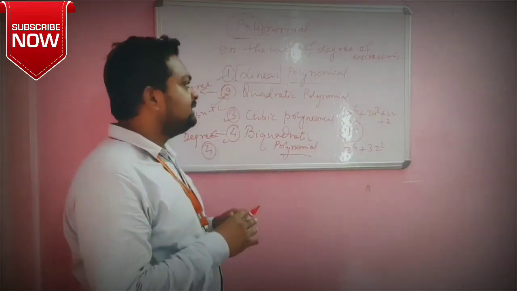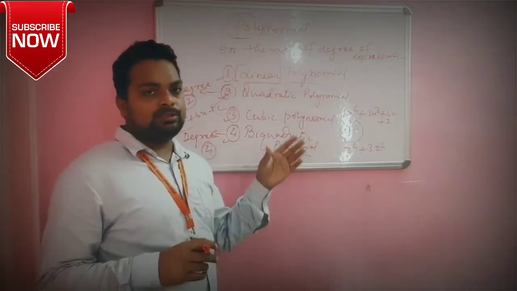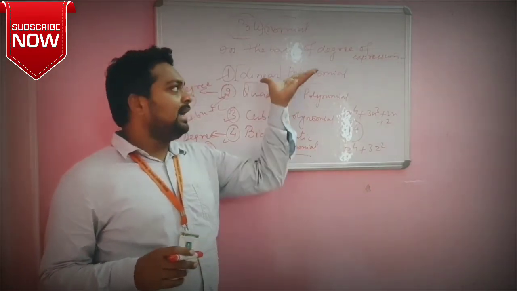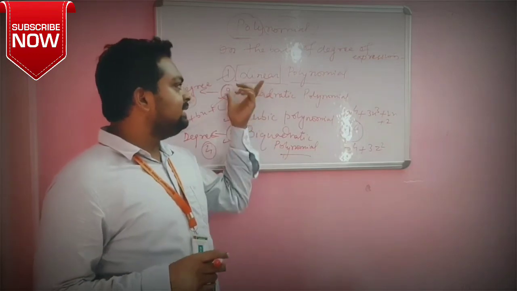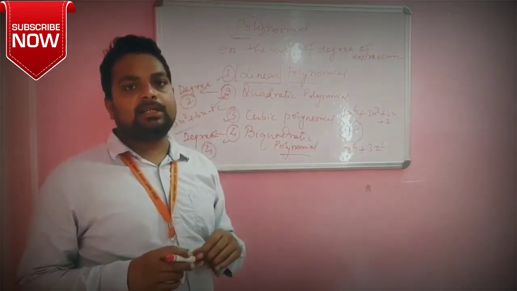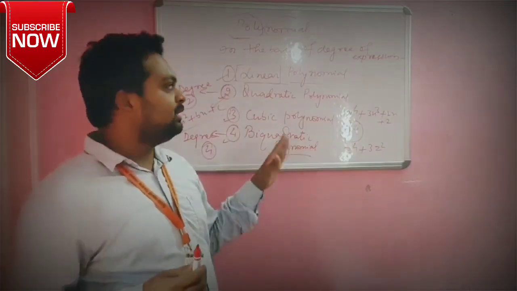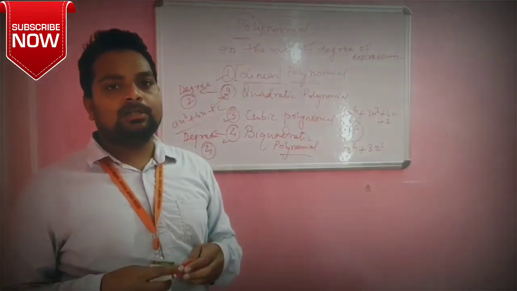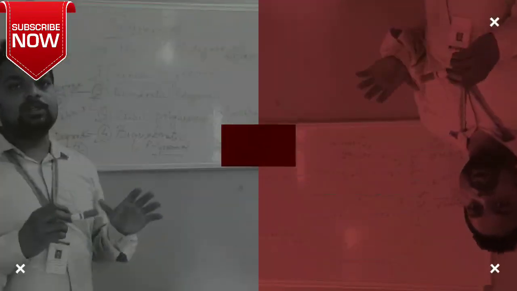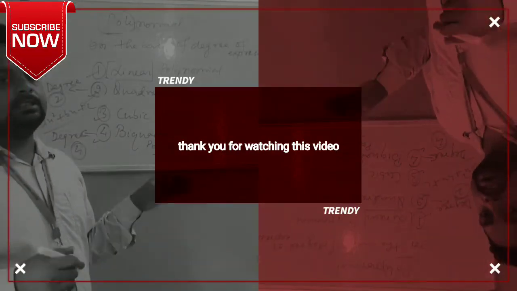So hope this is clear to you. Today we have learned about the degree of polynomial, and on the basis of the degree of polynomial we can classify the polynomials like this: linear, quadratic, cubic and biquadratic. And prior to this we have learned about the classification of polynomial on the basis of the number of terms, and hope this polynomial is clear to you. And next we will discuss in the next video.